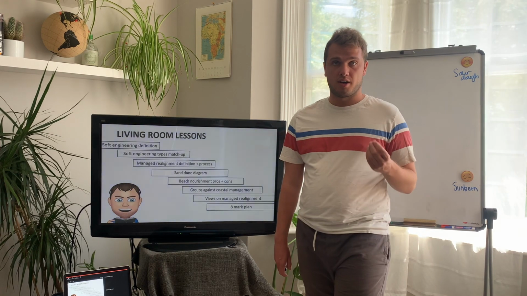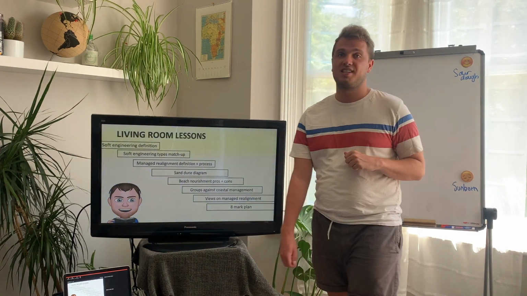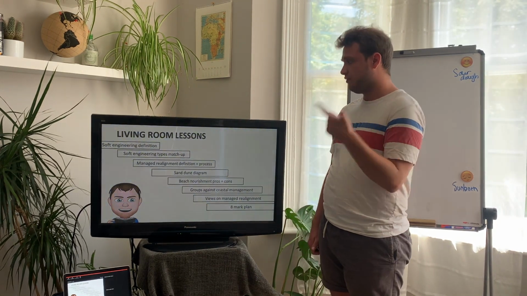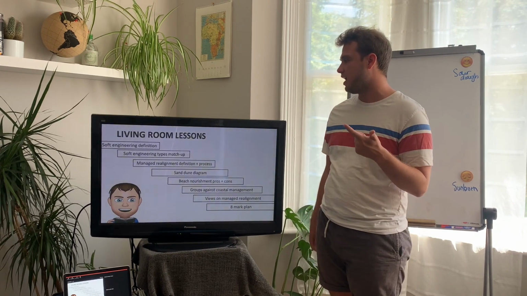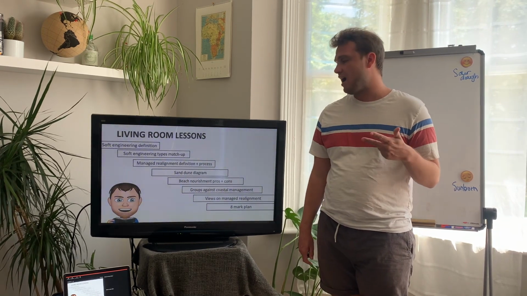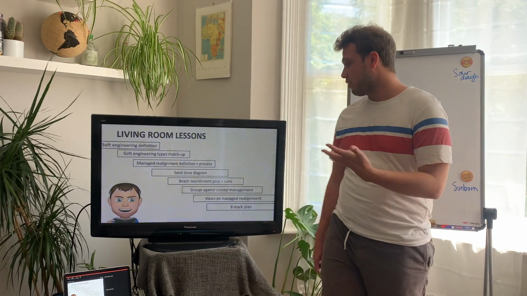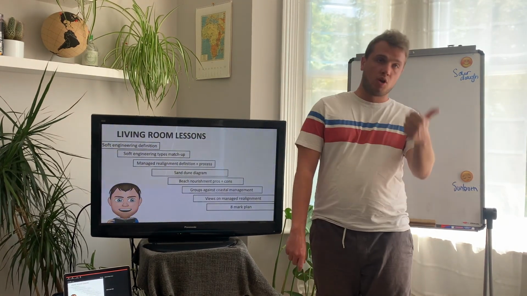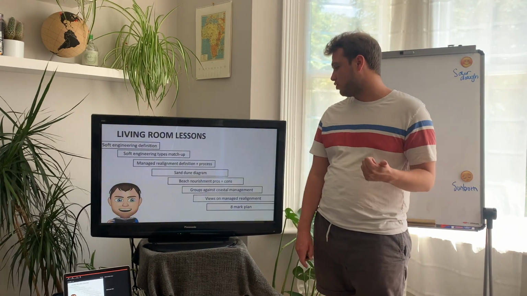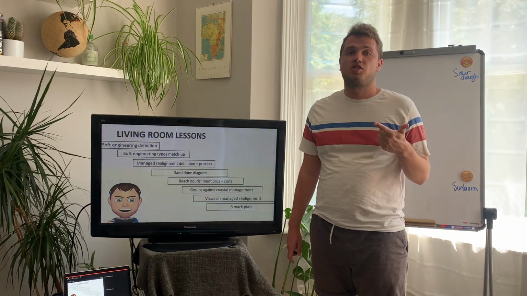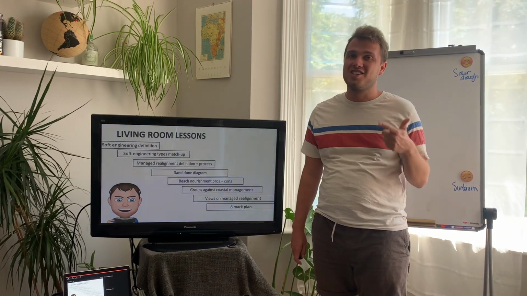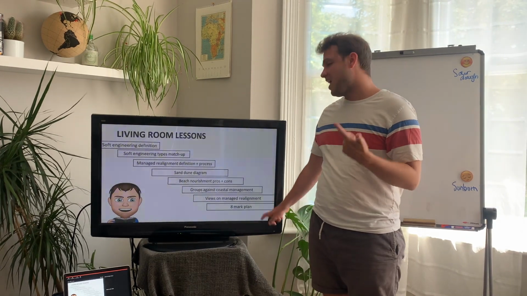Okay, Year 10, great work. So what you should have in your books today is a soft engineering definition. Soft engineering types, that little match-up we did at the beginning. Managed realignment definition and the process of how they do it. The sand dune diagram, beach nourishment pros and cons, the groups who might be for and against coastal management, the views on managed realignment in Medmurray, and the 8-mark plan.